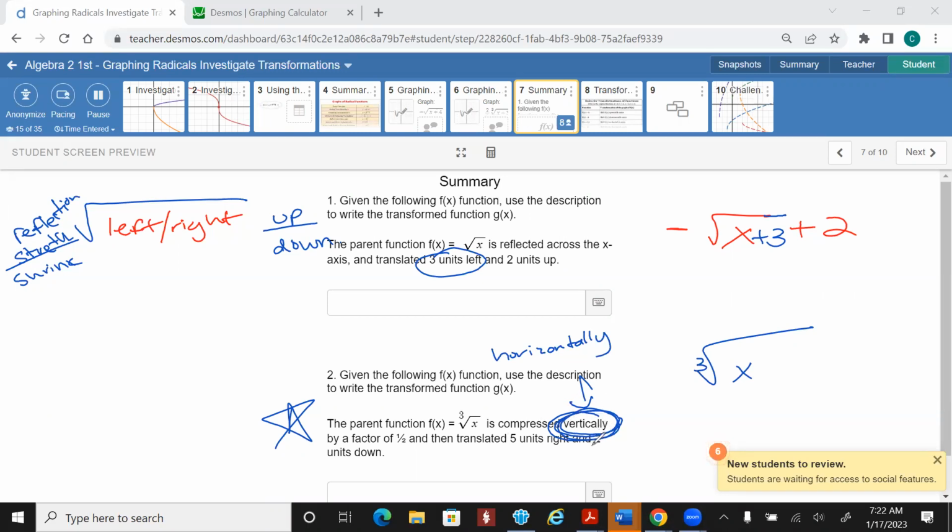Now this is compressed vertically. So we're going to put that 1/2 out front. If it said horizontally, we would do it on the inside, and we would actually flip the number. We're going to run into that example a little bit later on. We're translating 5 units to the right, so it's going to be minus 5. And then we're going to do 2 units down. Ta-da! Anybody got that one without help?